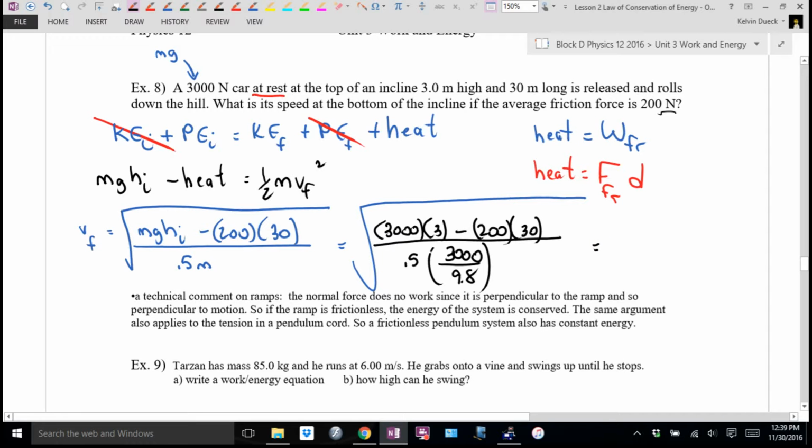This is where a scalar approach shines. I could have done this using a vector approach by drawing a picture, by finding theta, by going winner minus loser. I could have done all of that. It would have been far more lines of work than this.